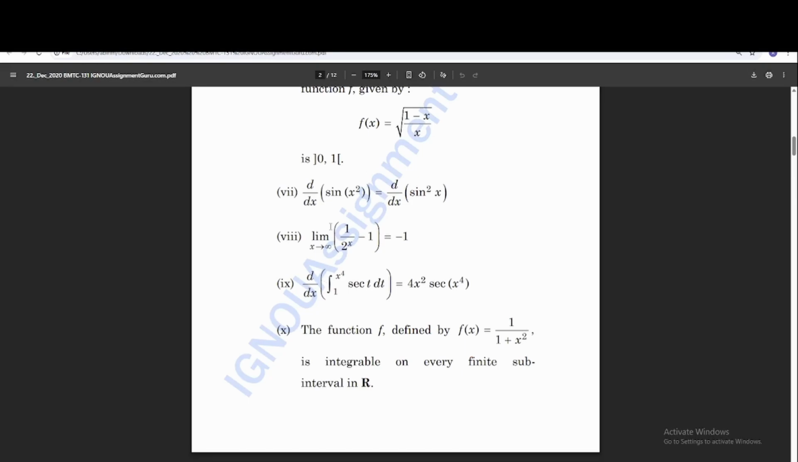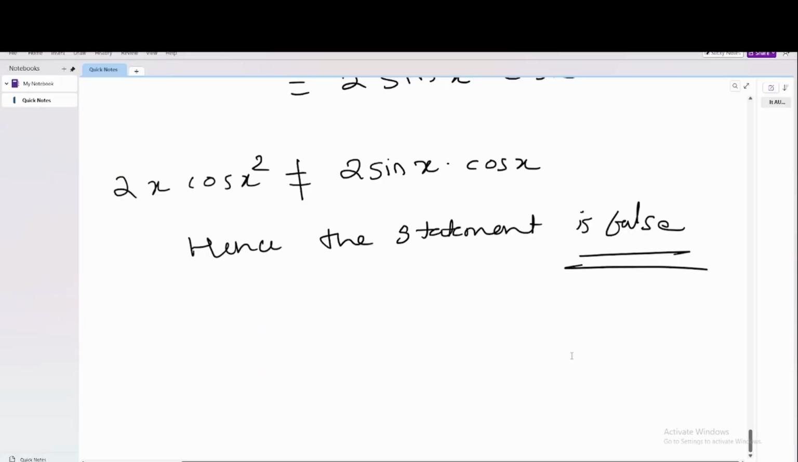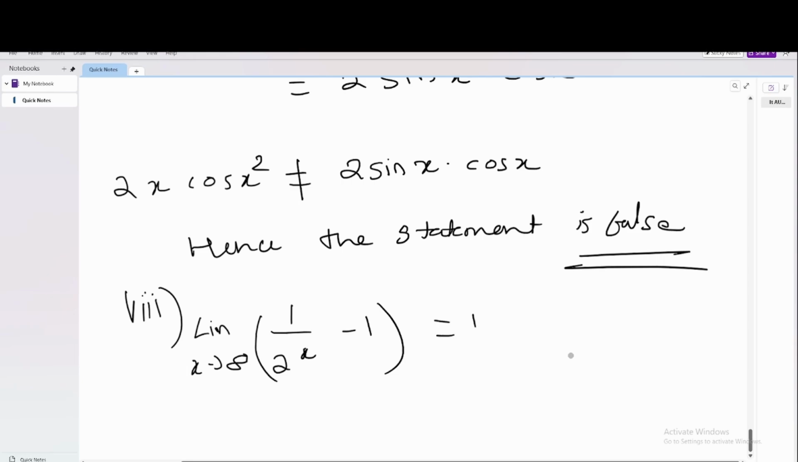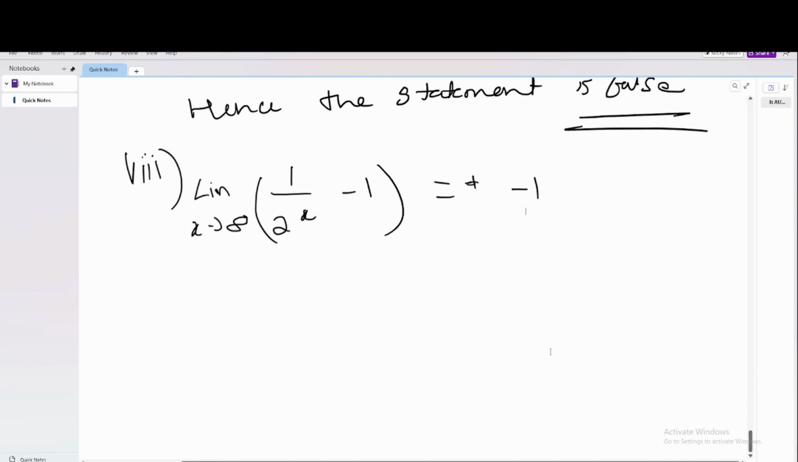So the next question is limit x tends to infinity of 1 by 2 raised to x minus 1 is equal to minus 1. We want to check whether this statement is true or false. For this, we write the equation. The eighth question: limit x tends to infinity 1 by 2 raised to x minus 1 is equal to minus 1. We want to check whether this statement is true or false.